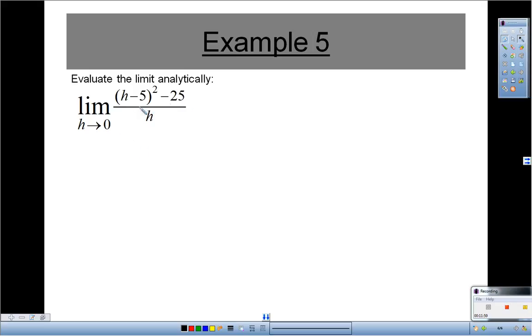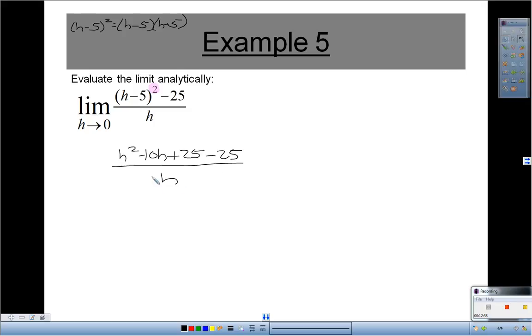So notice there's nothing I can factor, but I do notice that this is squared. So what I'm going to do is just go ahead and FOIL that out. Remember that h minus 5 squared is the same thing as h minus 5 times h minus 5. So if I FOIL that out, I'm going to get h squared, nope, sorry, let me see if I can do my arithmetic again, minus 10h plus 25 minus 25. So I FOILed that out, and then I brought down the minus 25, and this is over h.